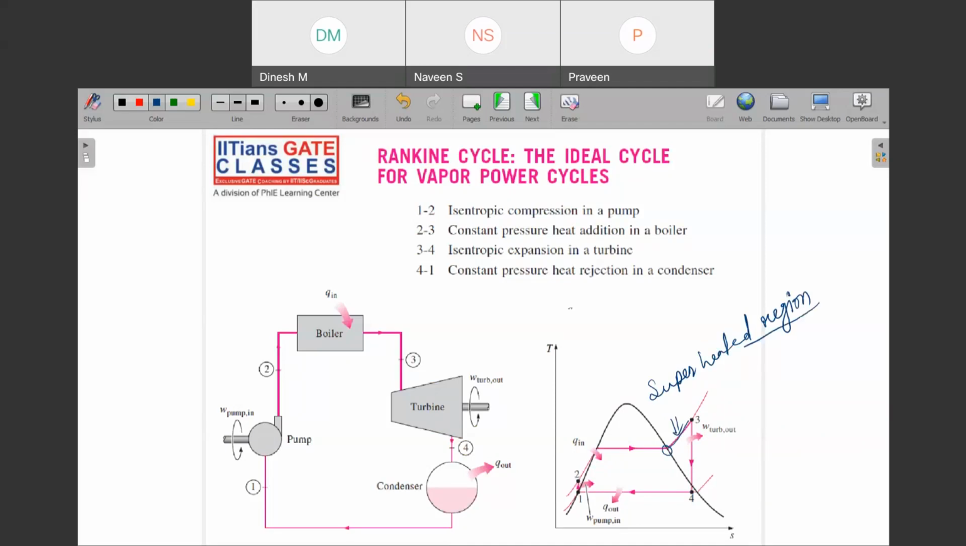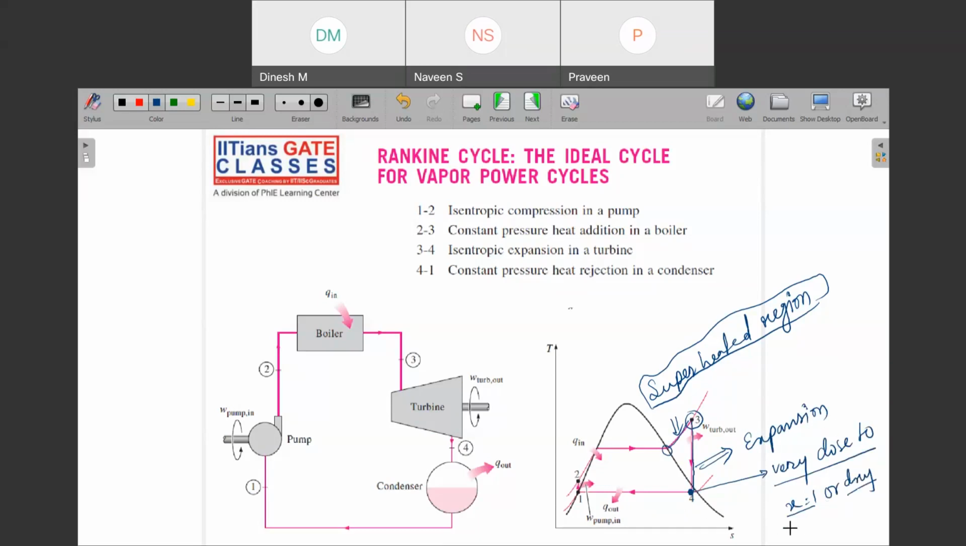region. Then what is the benefit of entering into superheated region? Now if you have expanded this one, then can you see that only as it has entered into the wet region, your expansion is done. This is your expansion, right? So now you are very close to whom? Very close to what? X equal to 1, or I can say this is dry and saturated state.